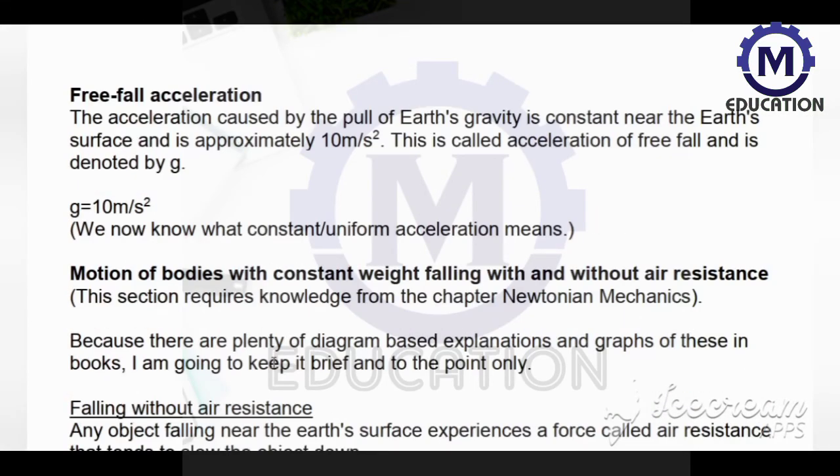Now we are going to study free fall acceleration, that is due to the gravity of Earth. Acceleration caused by the pull of Earth's gravity is constant near the surface and approximately 10 meters per second squared. This is called the acceleration of free fall and is denoted by g, where g is equal to 10 meters per second squared. We know now what constant uniform acceleration means.